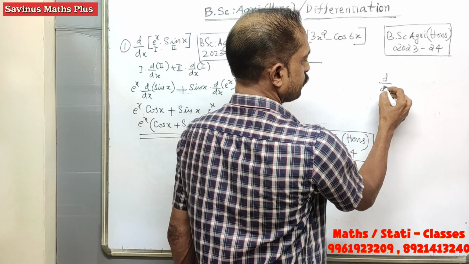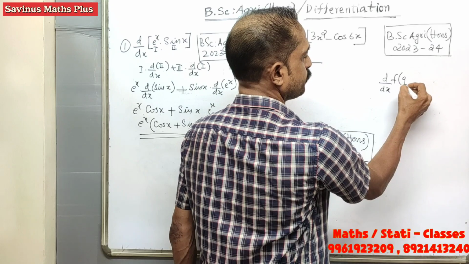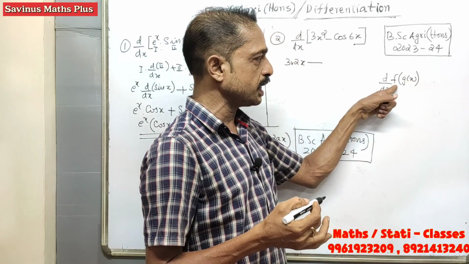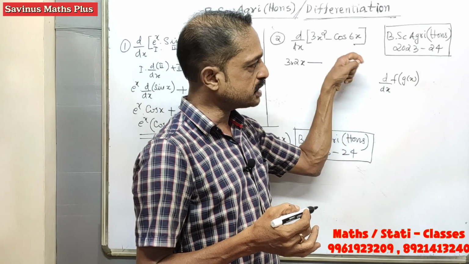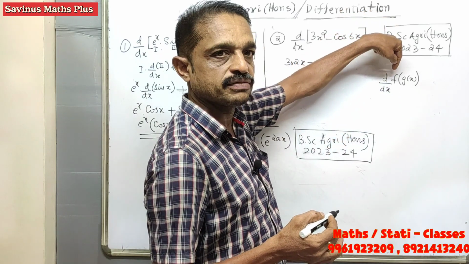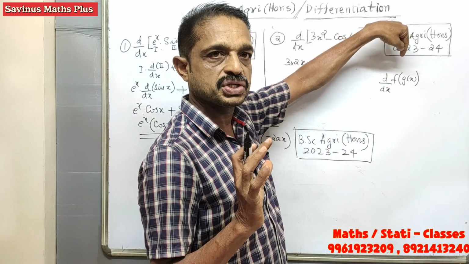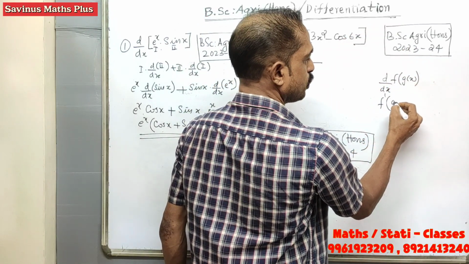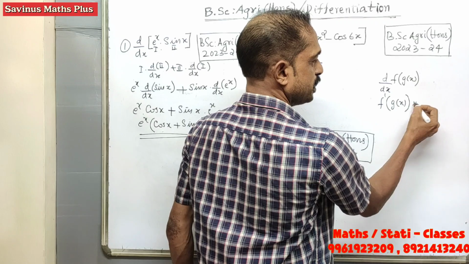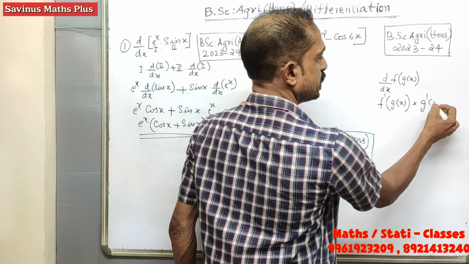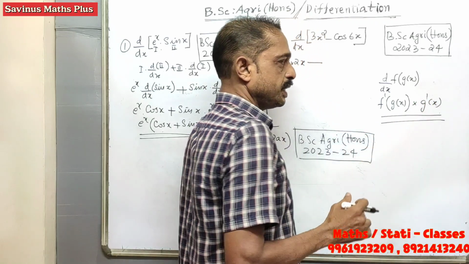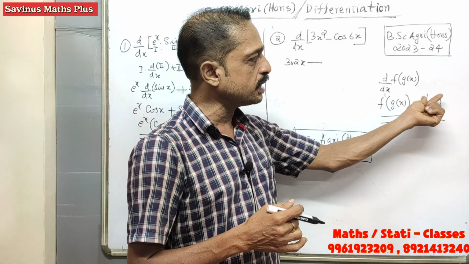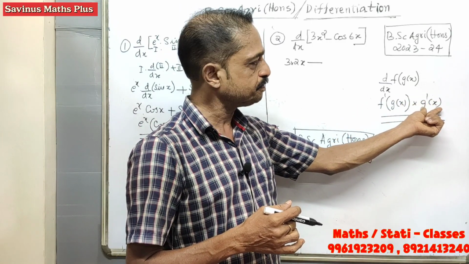So d by dx of f of g of x. Here g of x is the inner function and f is the outer function. So first differentiate the outer function, keeping the inner function as it is. So d by dx of f of g of x becomes f dash of the same function g of x into the derivative of g of x, which is g dash of x. So d by dx of f of g of x is f dash of g of x into the derivative of the inner function, g dash of x.